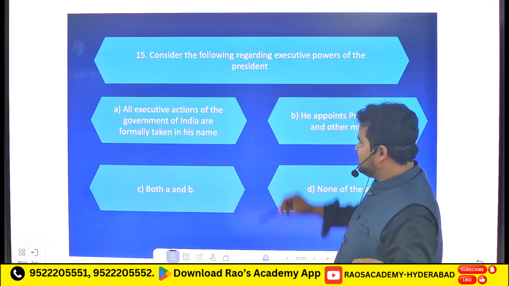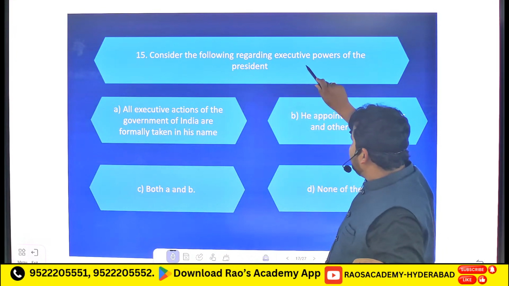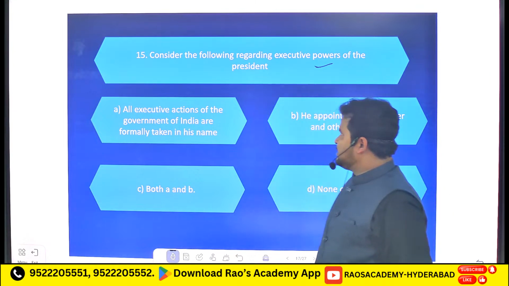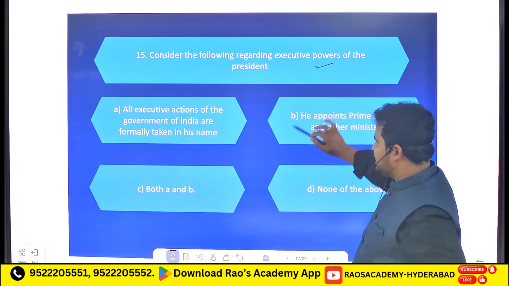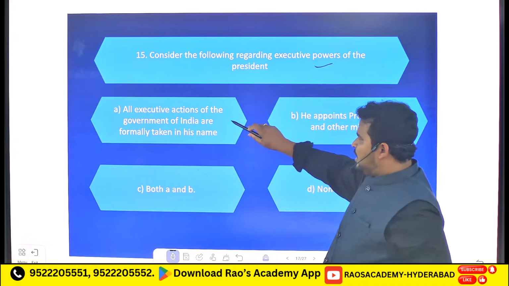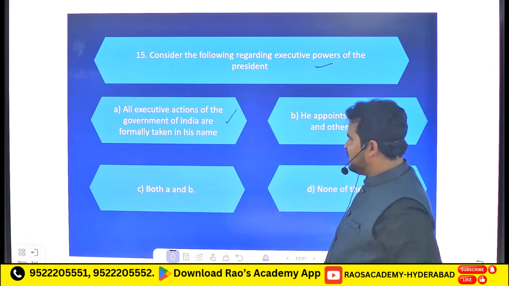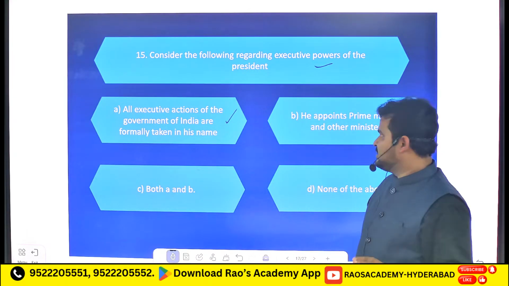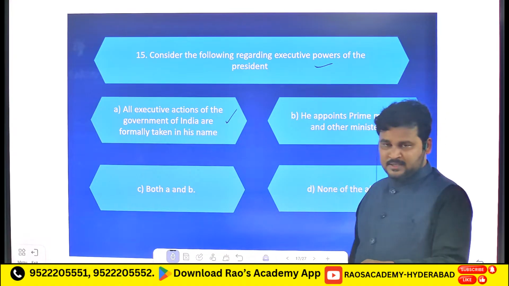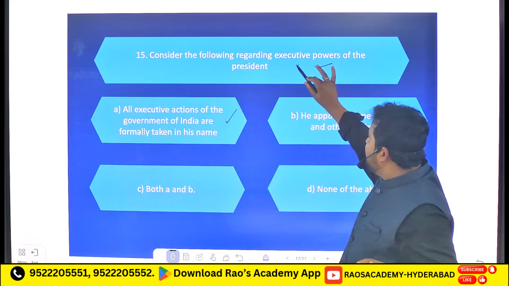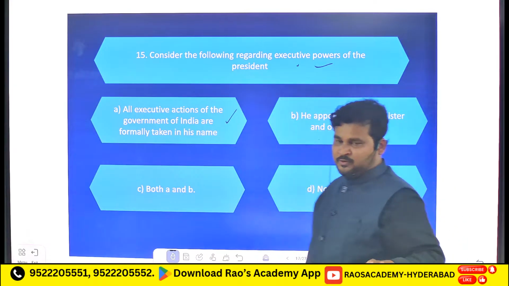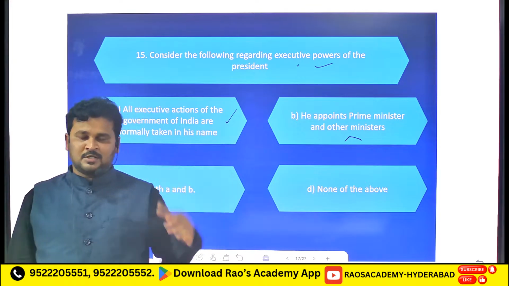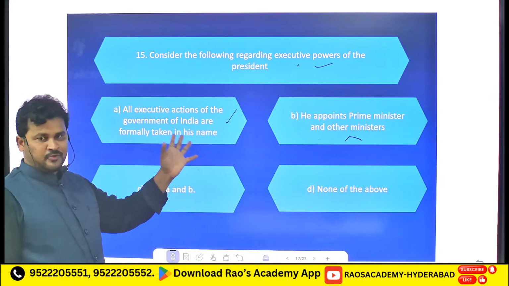And the final question, the 15th question, is: consider the following regarding executive powers of the President. A, all executive actions of the Government of India are formally taken in his name. So we have to find the true statements. Statement A is saying that all the GOs or gazette notifications, government orders, were issued in the name of the President of India. We have to say whether it is true or false.